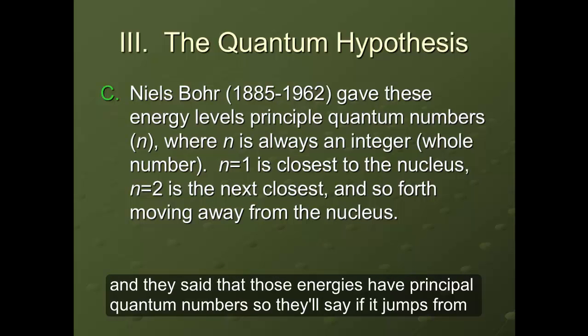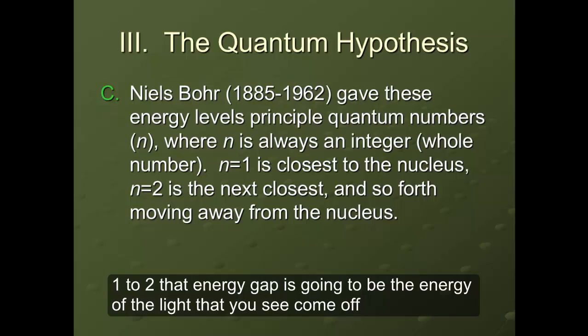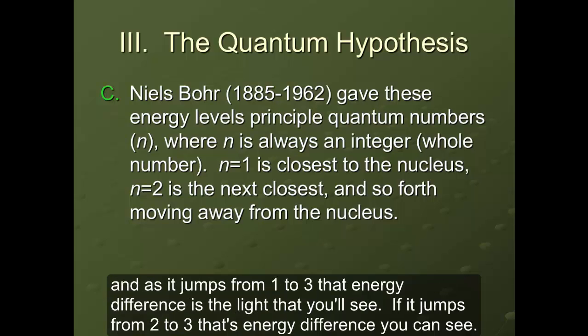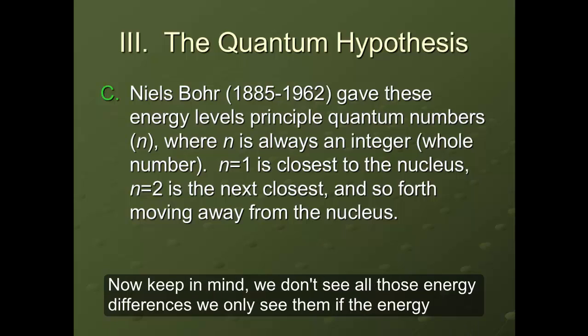And they said that those energies have principal quantum numbers. So they'll say if it jumps from 1 to 2, that energy gap is going to be the energy of the light that you see come off. And as it jumps from 1 to 3, that energy difference is the light that you'll see. If it jumps from 2 to 3, that's an energy difference you can see.